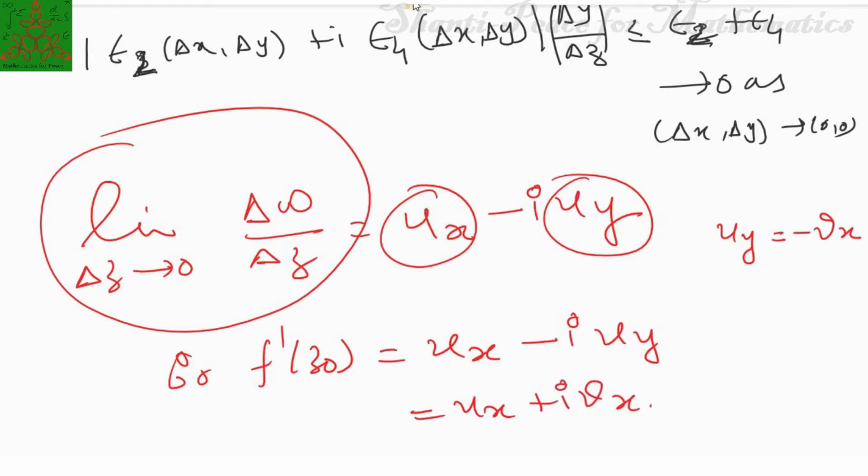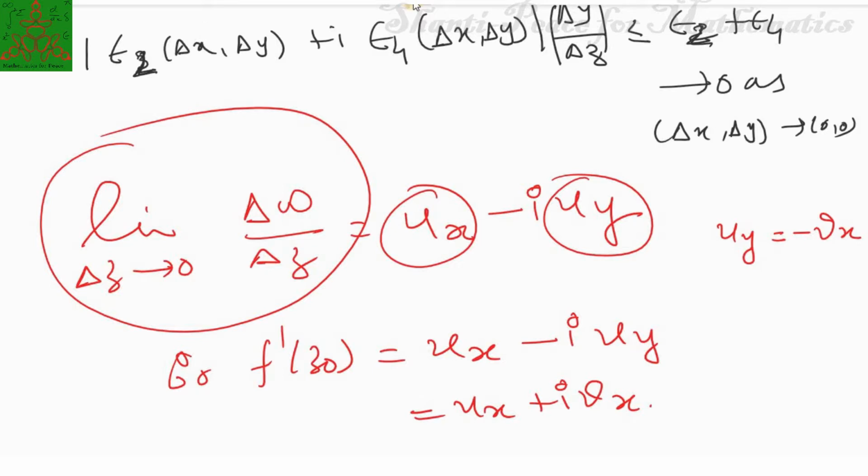So that completes the proof of the sufficient condition for differentiability, which tells you that if the partial derivatives exist and they are continuous at the point and the CR equations are satisfied, then the function has to be differentiable. So whenever you want to prove that the function is differentiable, you have to check two conditions. The first one, all the partial derivatives should exist and be continuous, and the second one, the CR equations are satisfied.